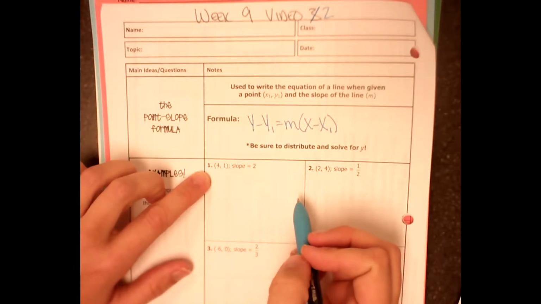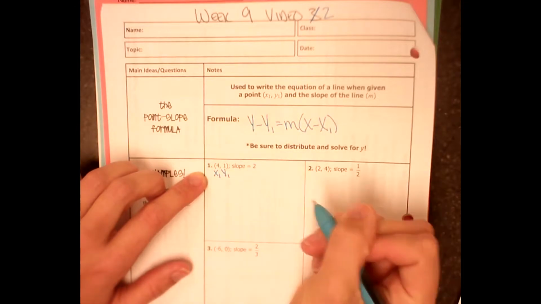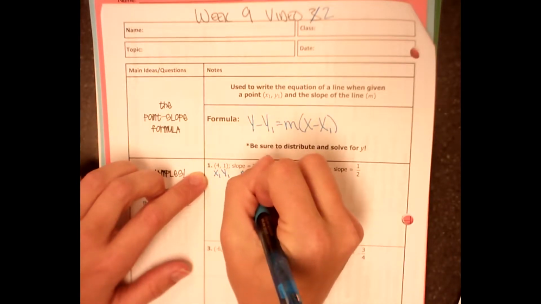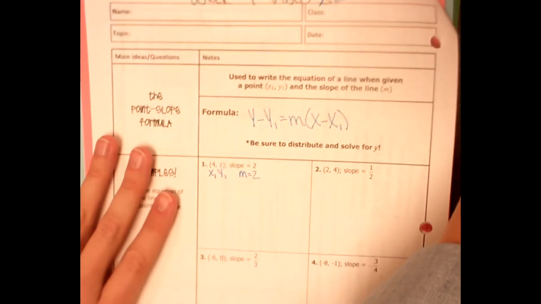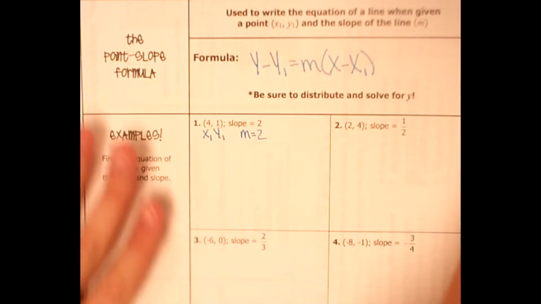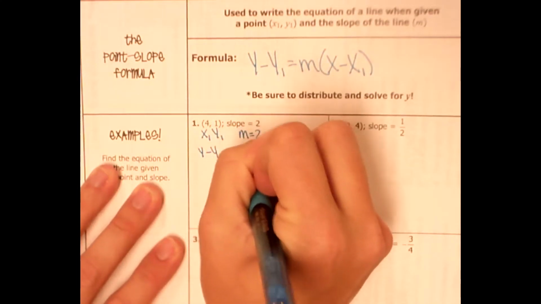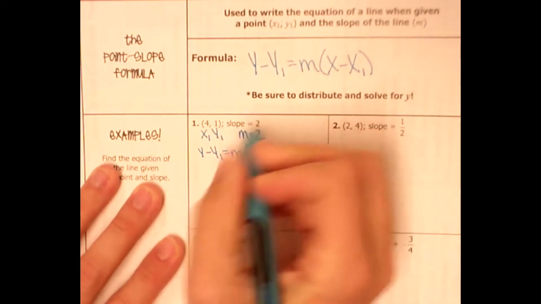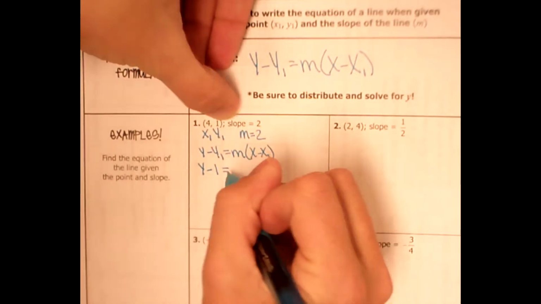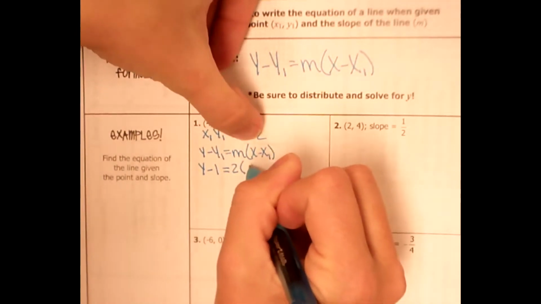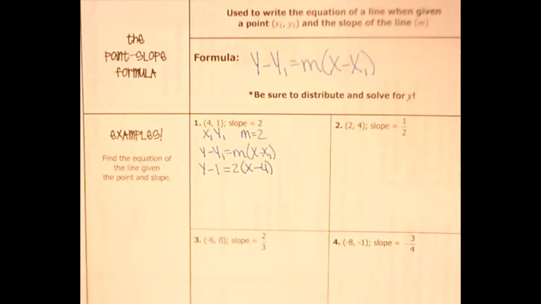So looking at number 1, they gave us a point, they gave us a slope. I'm going to label this x1, y1. My slope is the letter m equals 2. So my formula is y minus y1 is equal to m times x minus x1. So I'm going to substitute in y minus my y1, which is 1, is equal to my m, which is 2, x minus x1. So that's all I'm going to substitute in.